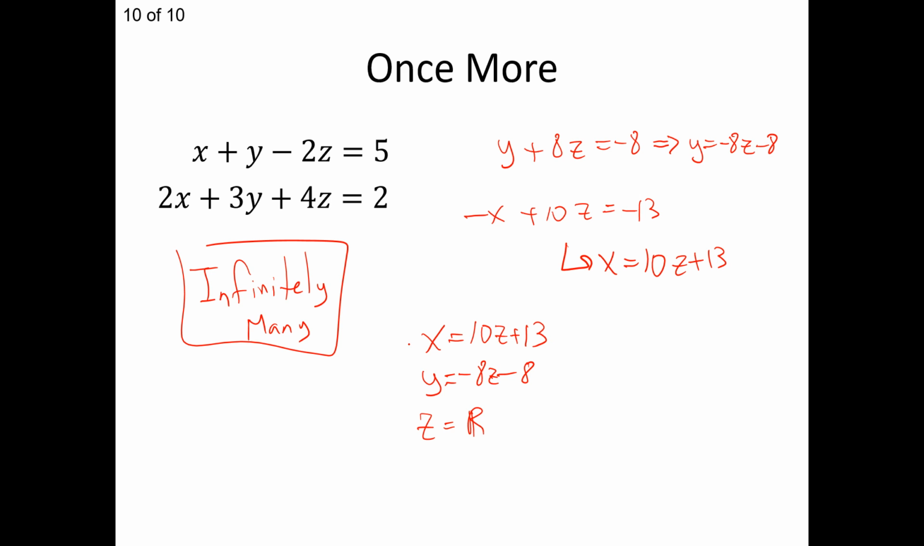Another way to present this is to parameterize it, meaning pick a value to parameterize each of these. So I can say let z equal t, which then means y would equal -8t minus 8, and x would equal 10t plus 13. So pick a value of t, and that's going to give me my z, y, and x values respectively as a solution. All right, so that concludes our lesson for 1.1.